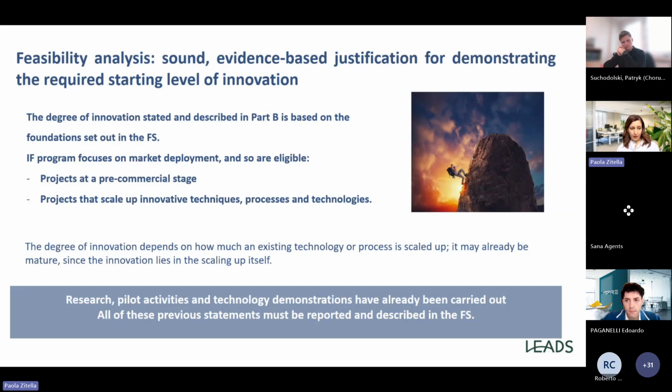The Innovation Fund focuses, as Roberto already said and explained very well, on market deployment. Therefore, eligible projects are typically at pre-commercial scale and involve scaling up of innovative technologies. This means that research, pilot activities, and technology demonstration should already have been completed, and all this information must be clearly demonstrated, described, and documented in the feasibility study.